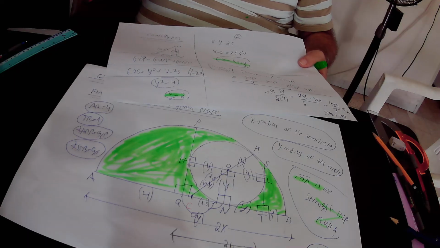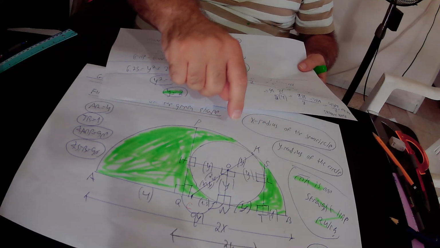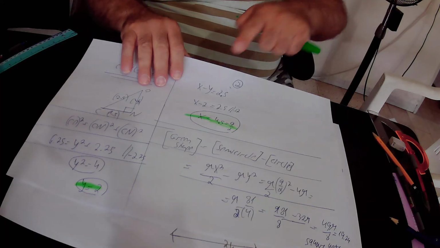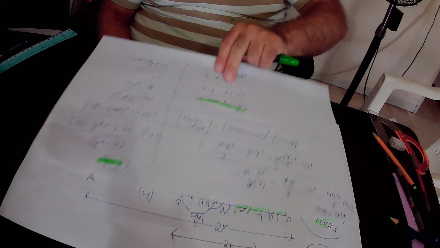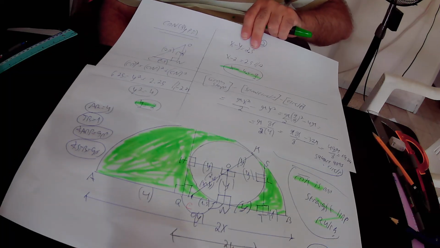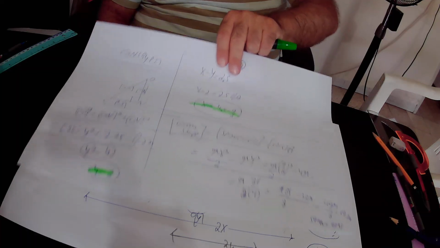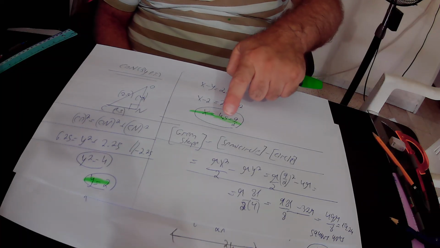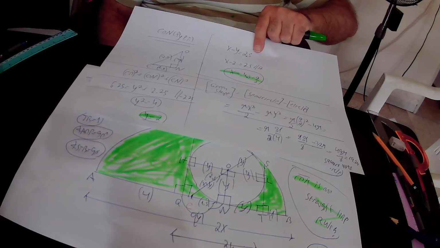So what is the area of the green shape? The area of the green shape equals the area of the semicircle minus the area of the circle. Again, the area of the green shape equals the area of the semicircle minus the area of the circle. The area of the semicircle equals the area of the circle over 2. The area of the circle is pi x squared, so the area of the semicircle in total equals pi x squared over 2, minus the area of the small circle, that is pi y squared.